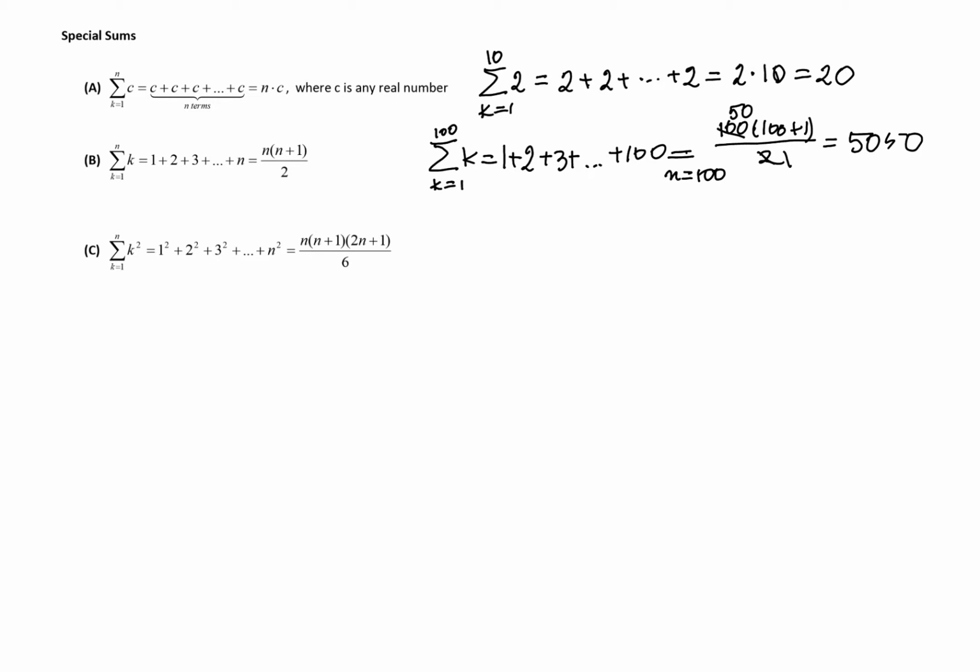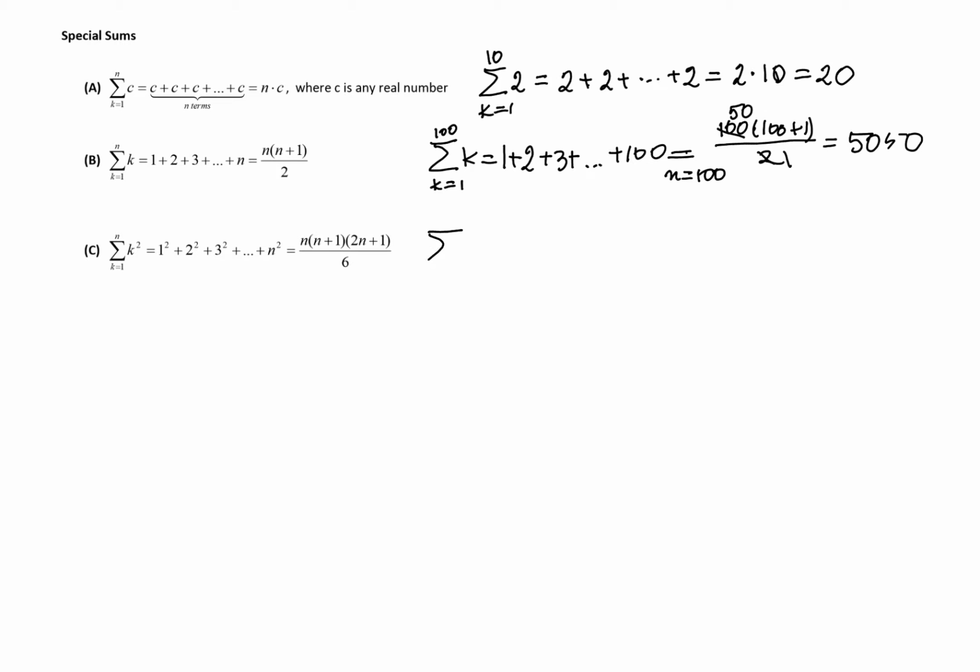The third formula gives us the value of the sum of the squares of the first n positive integers. 1 squared plus 2 squared plus 3 squared plus ... plus n squared is n times n plus 1 times 2n plus 1, all of this divided by 6.